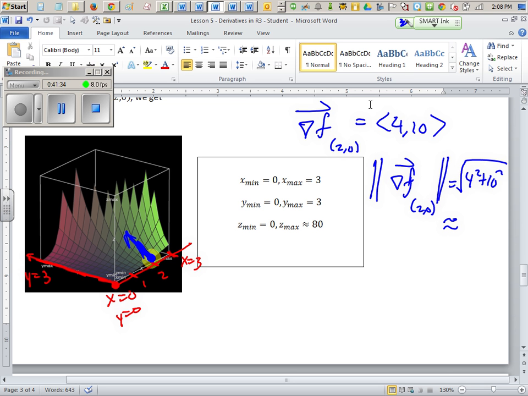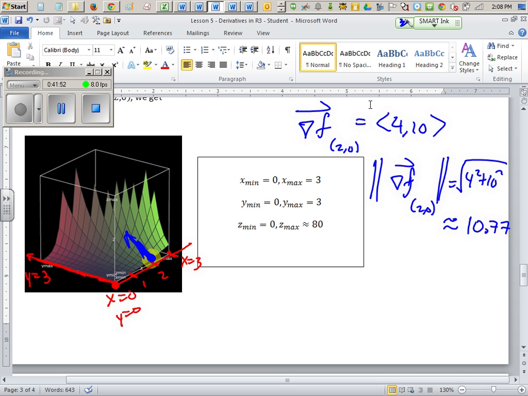Let me check that real quick. Square root of, what is it? No, it's not the same number as last time. Square root of 116. It's 10.77, okay?